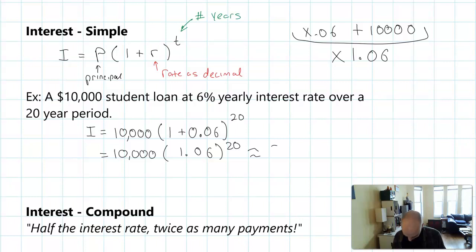I'll say it's approximately 32,000. But I'll keep it up in the calculator. Okay.